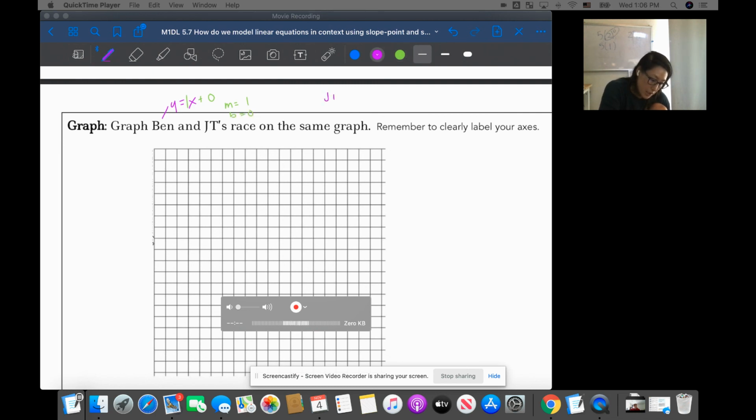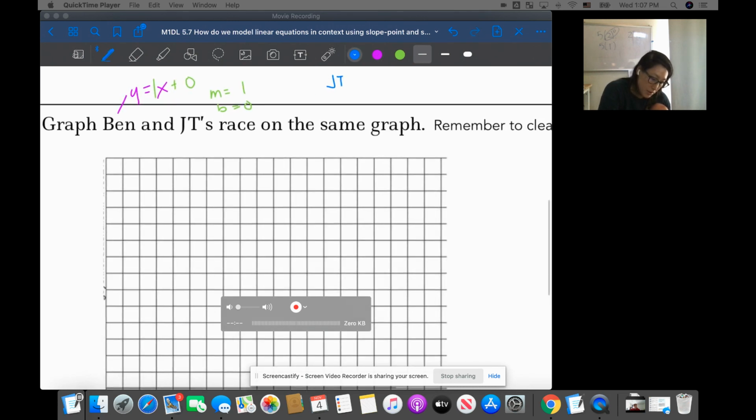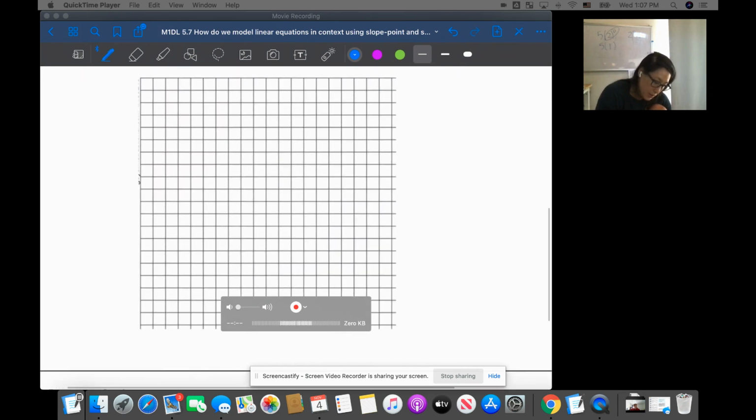Okay. For JT, which I'm going to do in blue, his equation was y is equal to 2/3 x plus 5. So the y-intercept is 5 and the slope is 2/3. Okay, so we need to clearly label our axes. I'll do it in green.